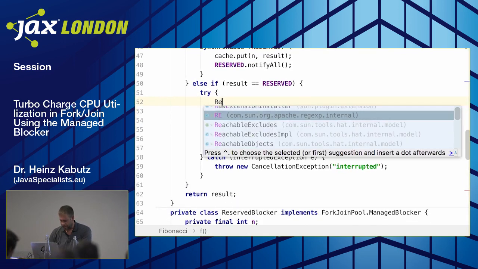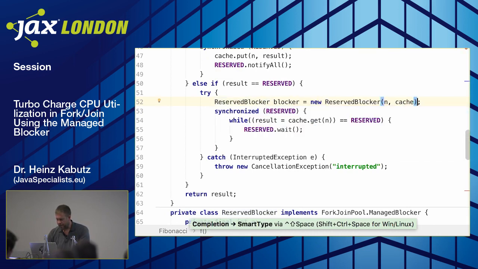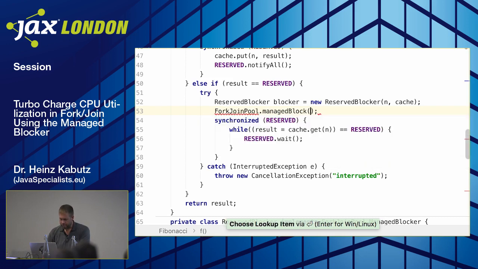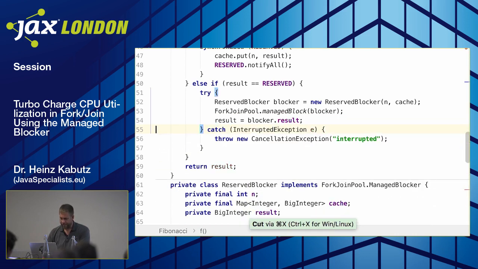Okay, and then we construct an instance of that over here, where we had the synchronized before. We're going to say now reserved blocker equals new reserved blocker with n and cache. And then we say ForkJoinPool.managedBlock of the blocker. And then result equals blocker.result. This is important, otherwise we're going to get the wrong result at the end. It's going to be minus 1,000 every time.